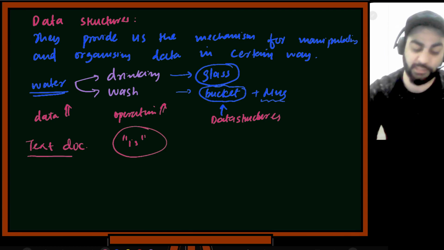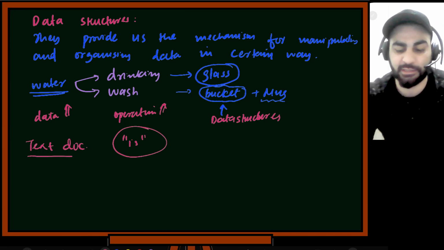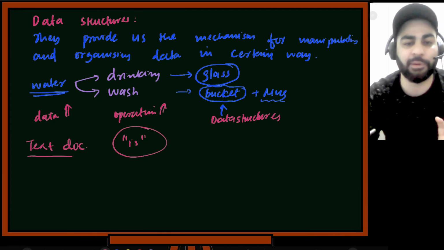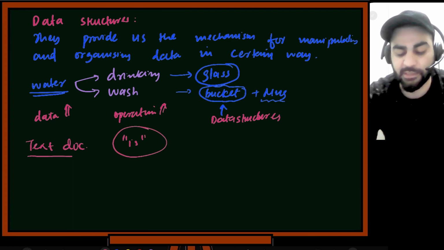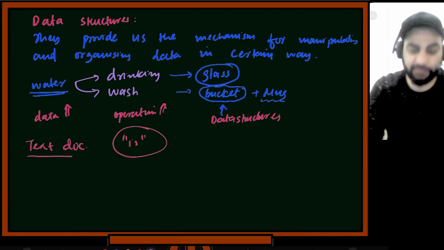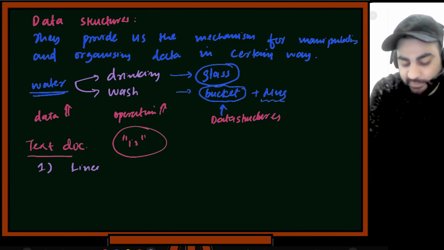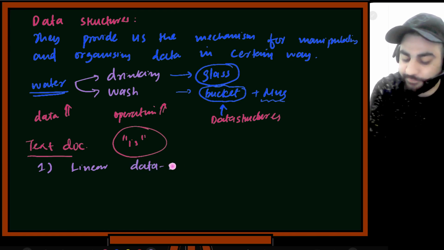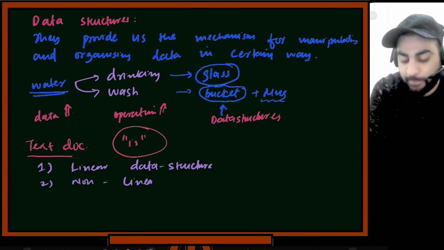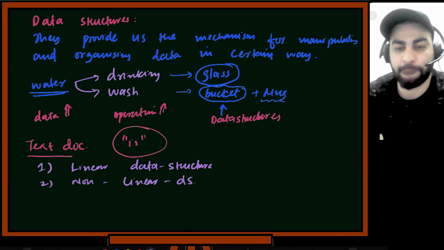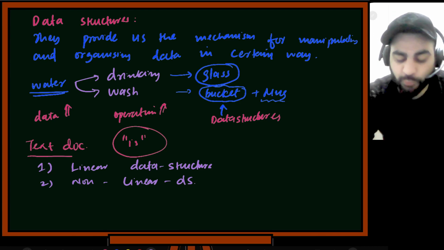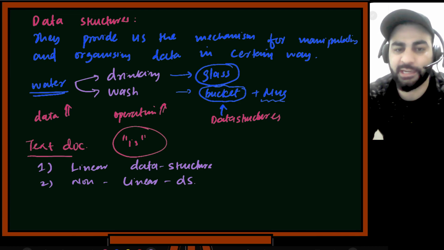So now how to store this? How to store it so that manipulation becomes easy? That is where data structures come in. That's what I told you. They provide us the mechanism. The first thing is they'll store data in a particular fashion, and then they'll provide us the mechanisms of manipulating and organizing the data which we store. Now based on this, we have two types of data structures. The first is called a linear data structure, and obviously the second is called non-linear.